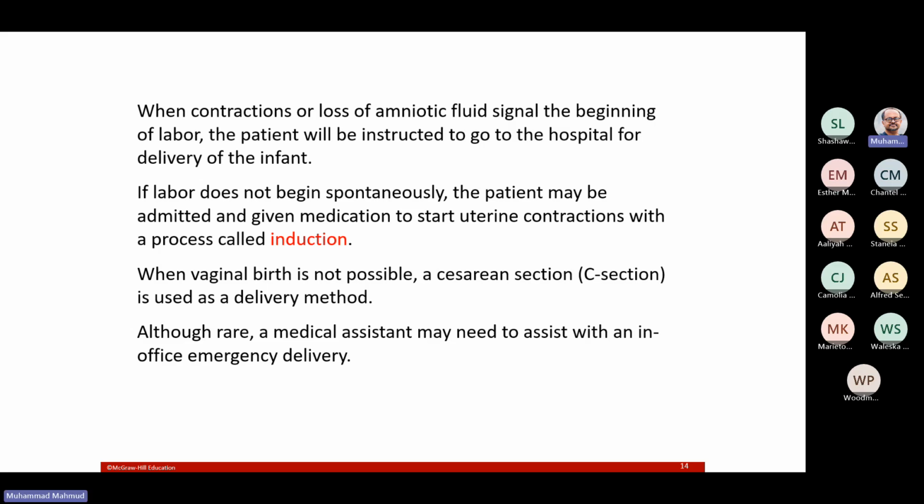When contractions or loss of amniotic fluid signal the beginning of labor, the patient will be instructed to go to the hospital for delivery. If labor does not begin spontaneously, the patient may be admitted and given medication to start uterine contractions with the process called induction. When vaginal birth is not possible, we go for C-section, or cesarean section, that helps to deliver the baby. Although rare, a medical assistant may need to assist with an in-office emergency delivery.